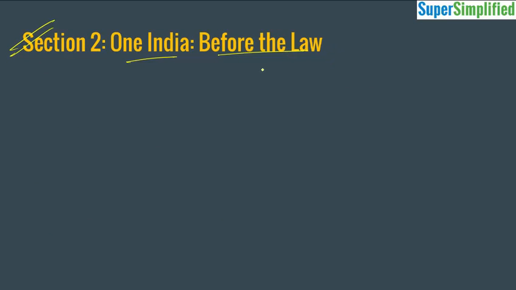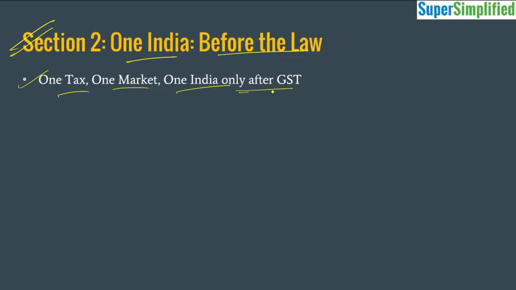Here basically we will see the present scenario from the point of view of the constitution. What are the constitutional provisions present today in terms of economic India? So the Economic Survey says that one tax, one market and one India is possible only after GST, because there are some distortions present in the law presently which are not letting it happen.